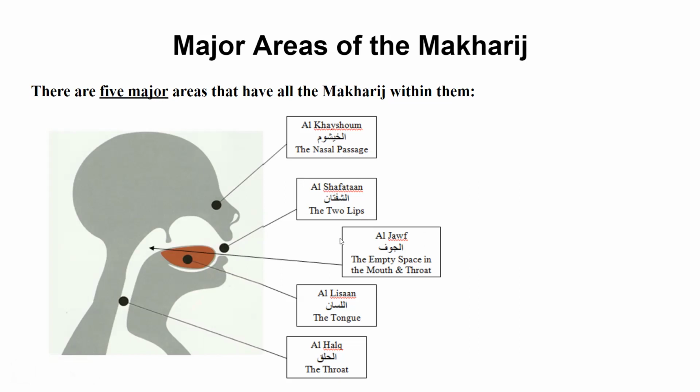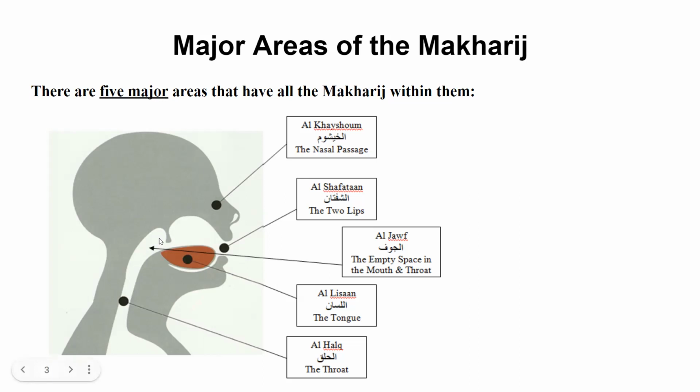Then number 3, the third major area, we have al-jawf. Al-jawf is the empty space in between the mouth and the throat. So you see here, we follow the arrow. It is pointing to this area, this lighter colored area. So here we have the roof of the mouth, we have the throat, and in between we have this passage from where we eat, also where the air comes from. So this empty space is known as al-jawf.